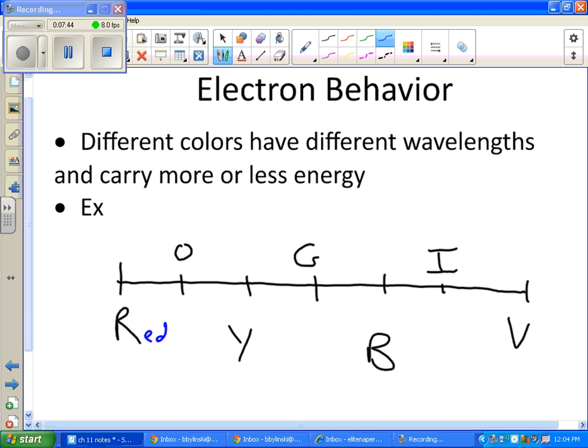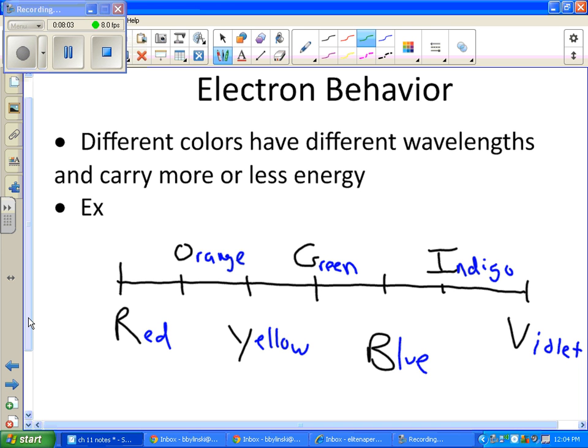Okay, so do you remember the colors? Okay, red, orange, yellow, green, blue, indigo, which is a dark bluish purple, and violet.